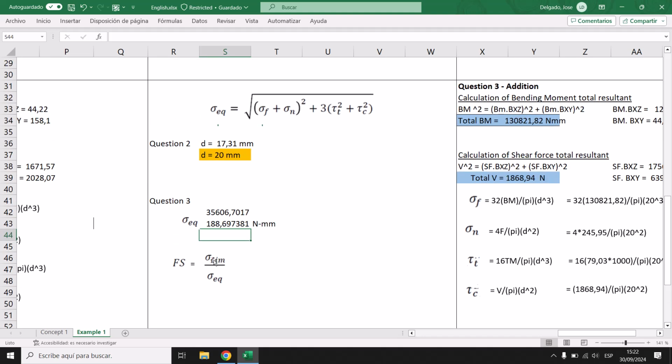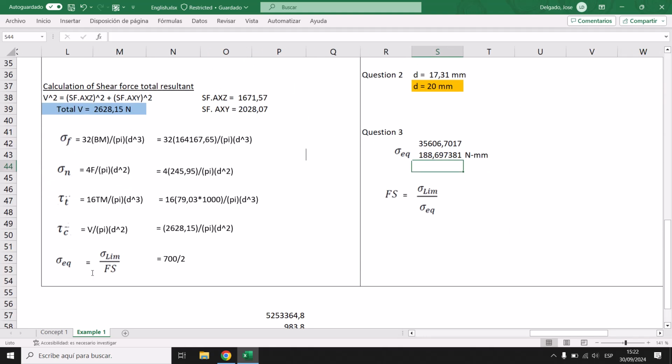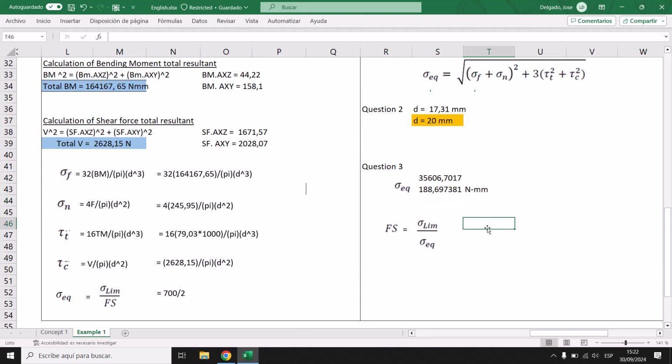So now you know this is our safety factor, the same equation. You should just change the position here. Now remember we have a 700. This is our data of the yield stress, divided by our new equivalent stress in that section. So our safety factor is going to be 3.71.